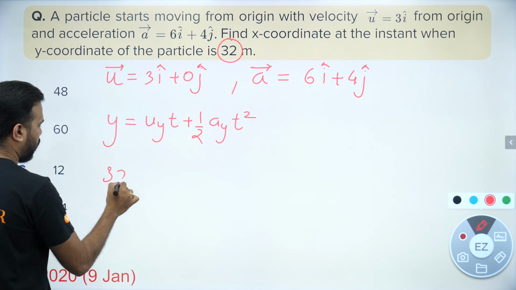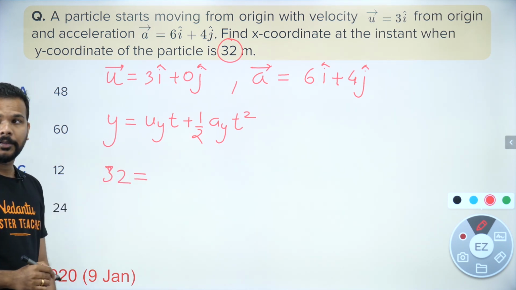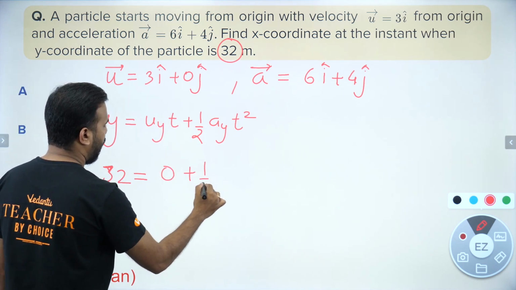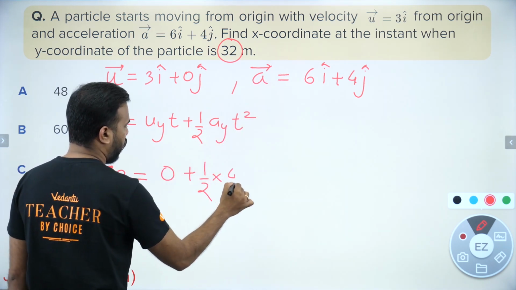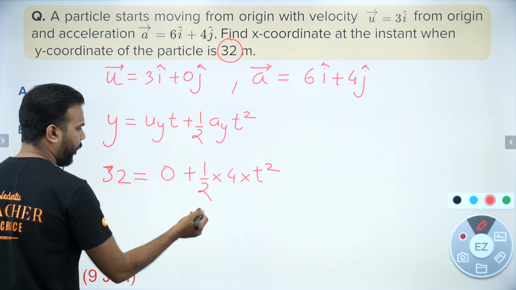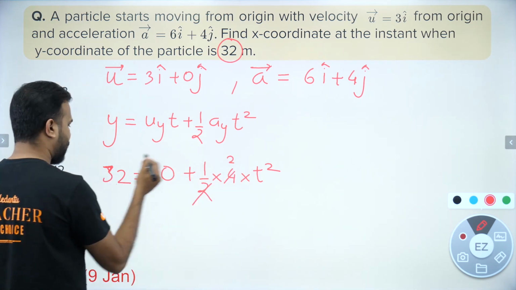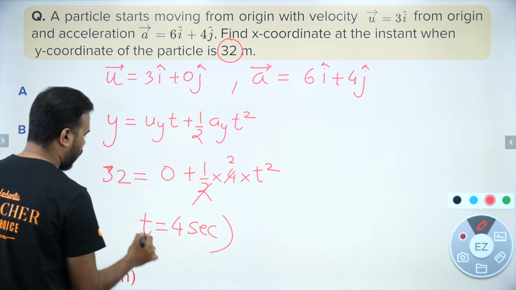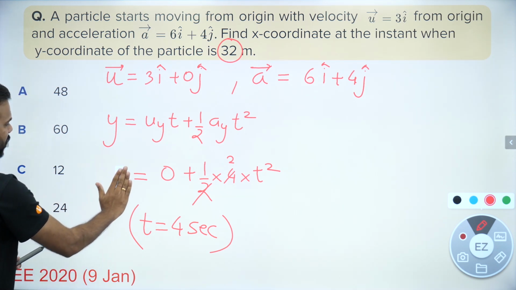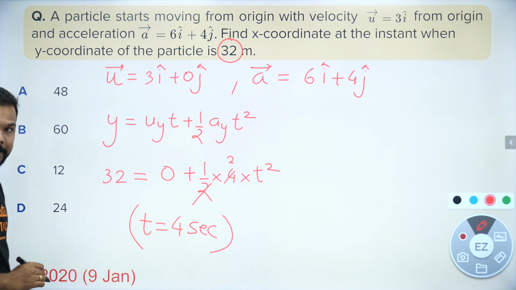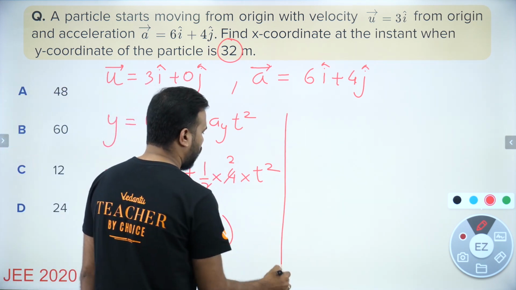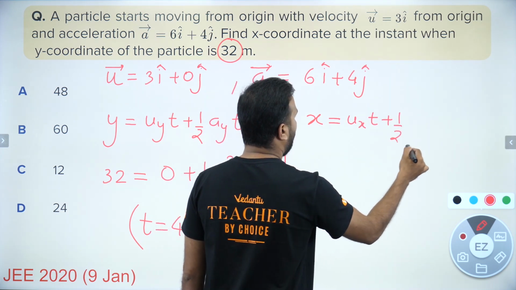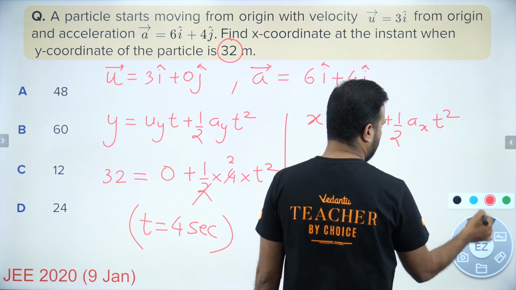So y is 32, and this value, which is given as 32, is to be equated with uy t, which is 0, plus half ay, which is 4, into t square. So guys, when you cancel this, you get 2, you cancel this, you get 16. So t square is 16. That means the body will be at y coordinate 32 when the time elapsed has become 4 seconds. Very simple. Now we'll apply the same thing for x direction, which is ux t plus half ax t square.